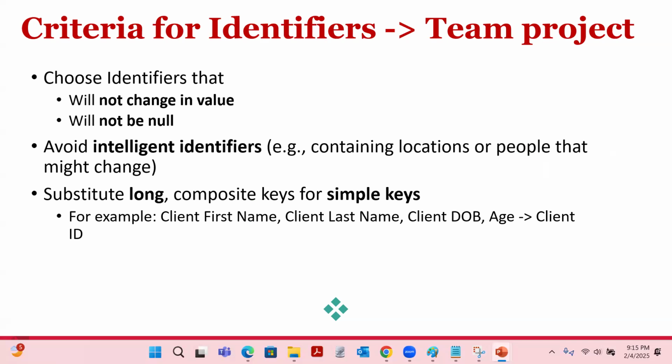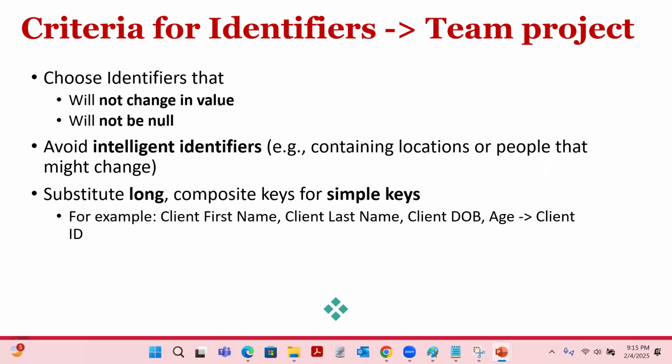Important to avoid so-called intelligent identifiers. Those are identifiers that contain the location of the people, which might change often, so geolocation, stuff like this. And it's also a good idea to substitute long composite identifiers with simple ones.